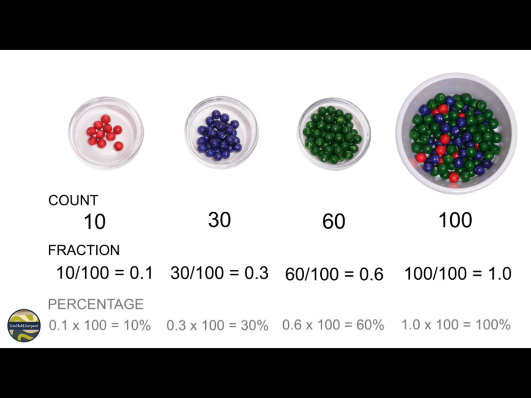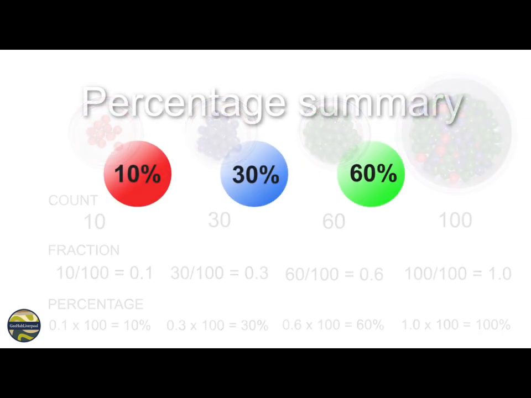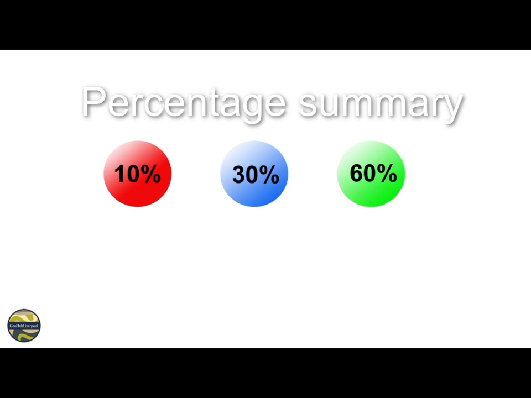To turn the fractions into percentages, we multiply by 100. This leads us to the figures 10% red, 30% blue, 60% green and 100% total. The total is always 100% for ternary systems. We must remember these numbers.